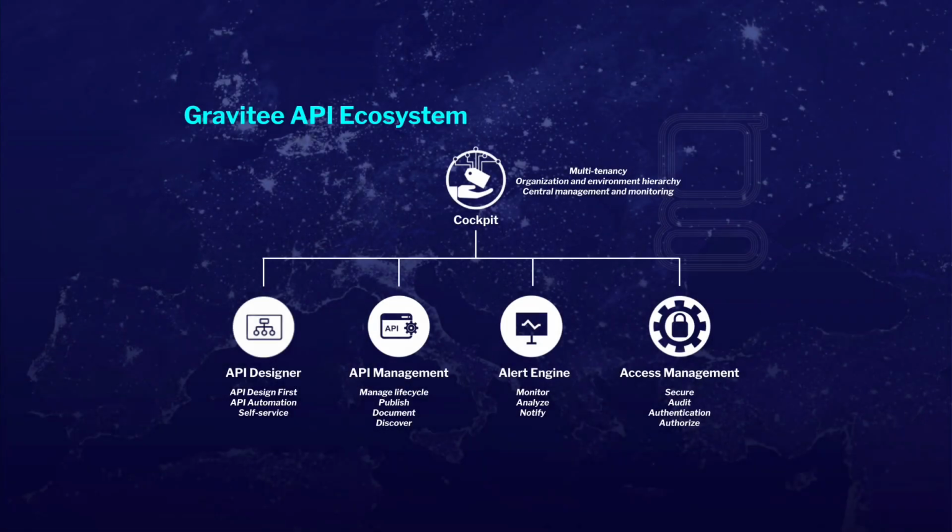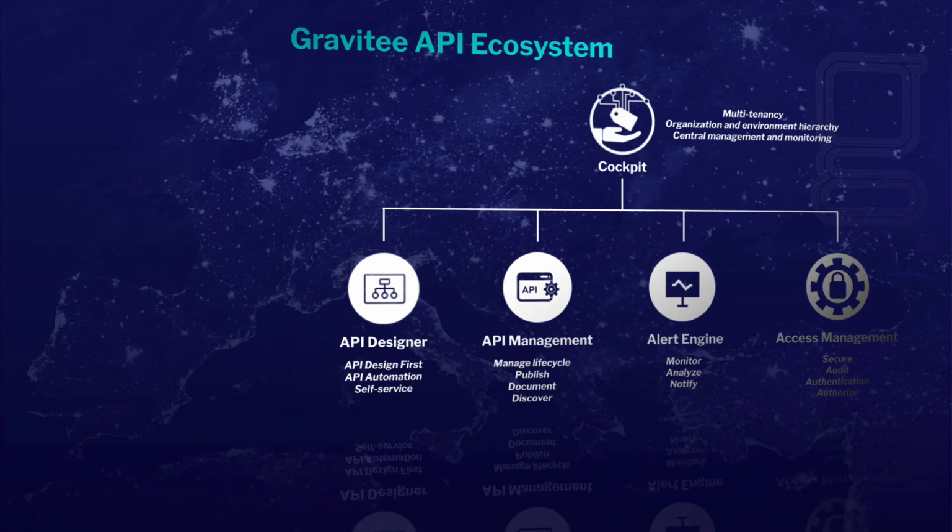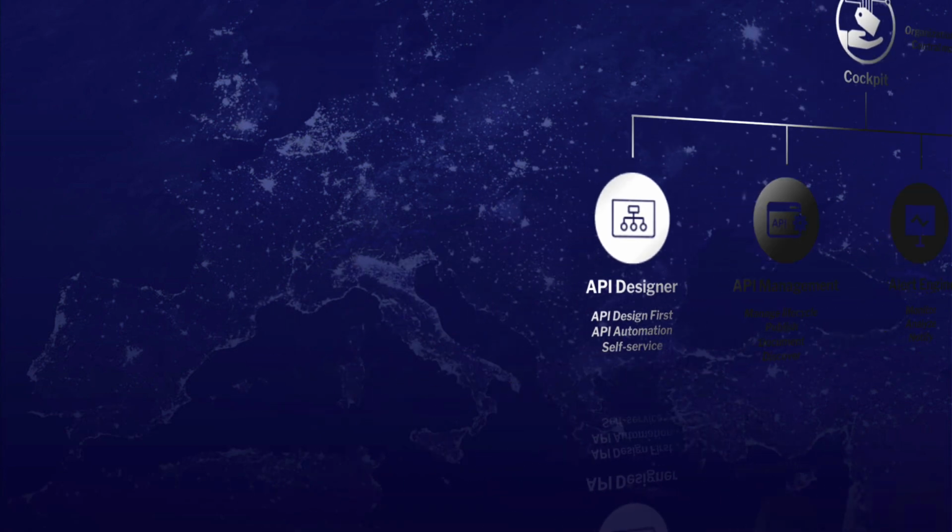Gravitee provides a single platform to effortlessly manage your entire API ecosystem. The Gravitee platform lets you manage the full lifecycle of your APIs from design to deployment. You can configure alerts and security to build engaging and secure experiences on top of your APIs and monitor and analyze your entire deployment. The API Designer provides a unique capability to let anyone define and design an API specification.